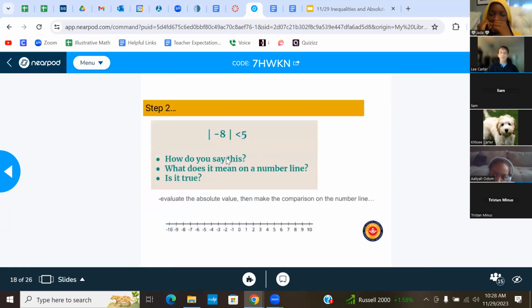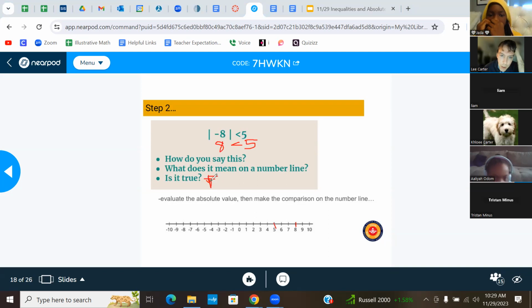Now, the way we say this is going to be like this, and this is just an example I'm going to show you. The absolute value of -8 is less than 5. This is the way you read that. So the absolute value of -8 is going to be 8. Is 8 less than 5? Well, no. You're saying that the absolute value of -8, which is +8, is less than 5. No, it's not. So that's false.